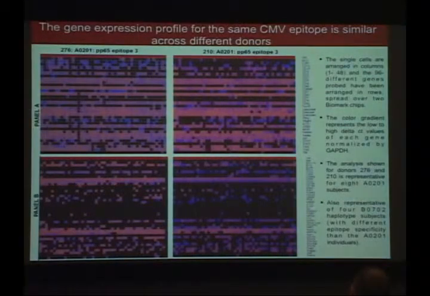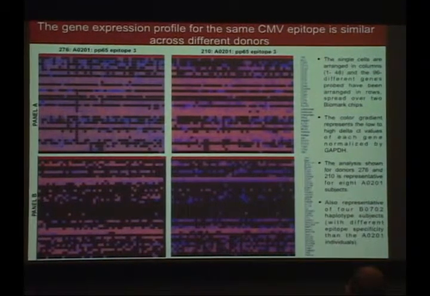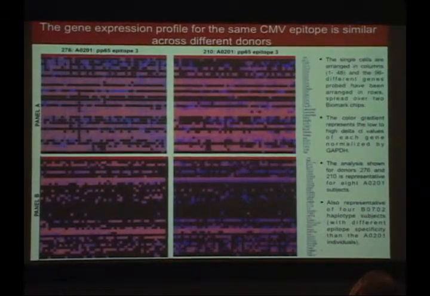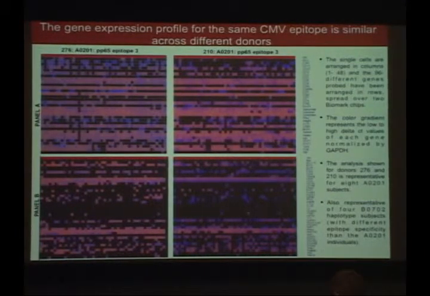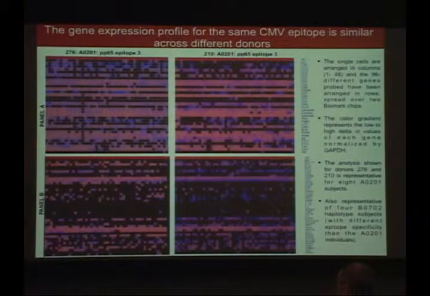So here, first of all, is the same epitope. This is an A2 restricted epitope of the PP65 protein from CMV. And I apologize, these are different slides from what's in your packet, but I updated them.